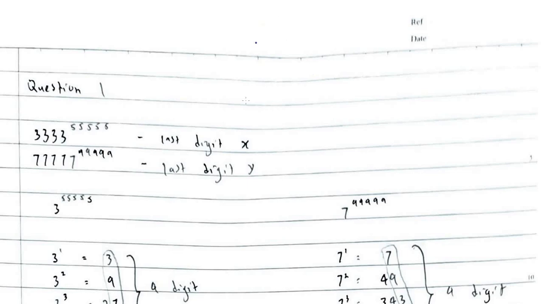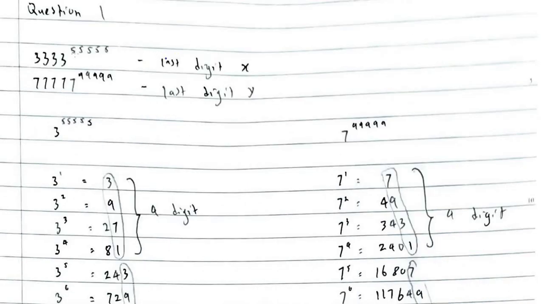So we start with question 1. The question gives us that the last digit of this number is X and the last digit of this number is Y.